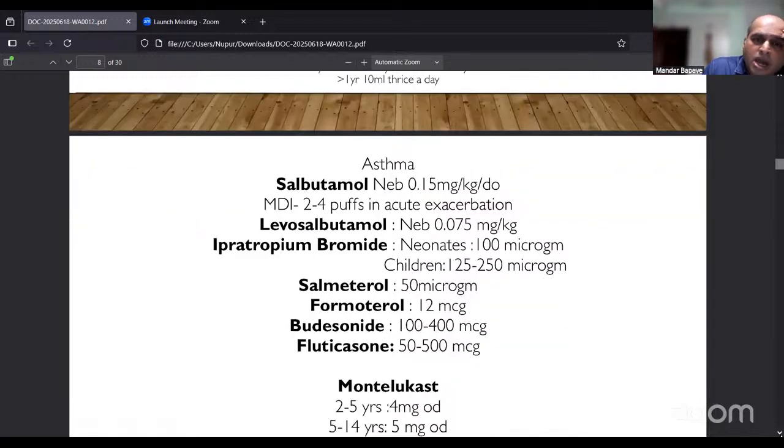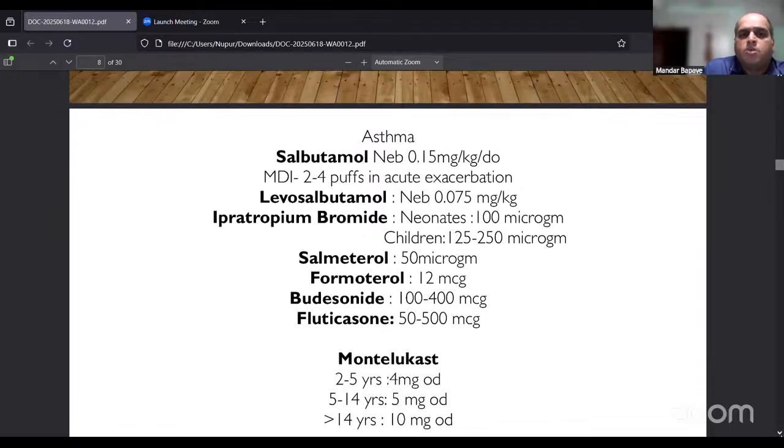As far as asthma is concerned, the salbutamol dose in a nebulized form is 0.15 milligram per kilogram per dose. You should know that salbutamol has side effects in the form of tremors. The metered dose inhaler, if we give in acute exacerbations, could be 2 to 4 puffs. In case of levosalbutamol, exactly half the dose, 0.075 milligram per kilogram. One should know that in less than a year, I mean 6 months, there are no salbutamol receptors. Therefore, use of salbutamol as an oral preparation is worthless.